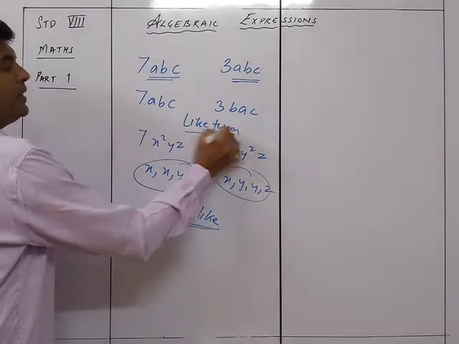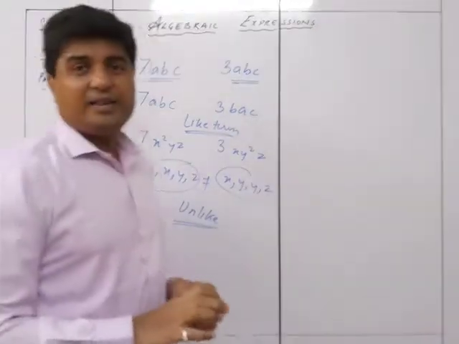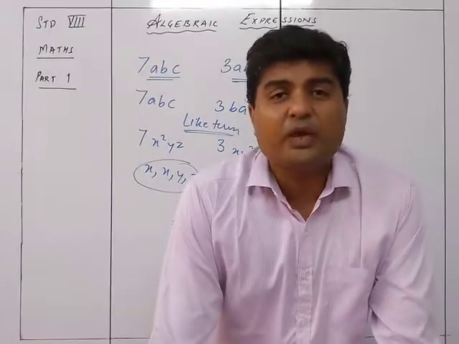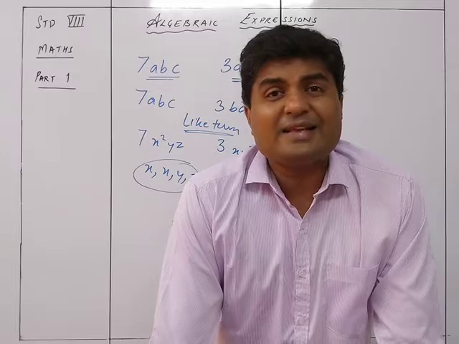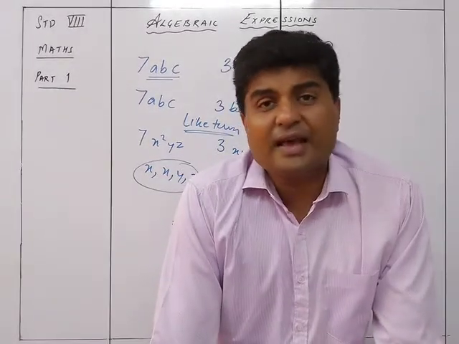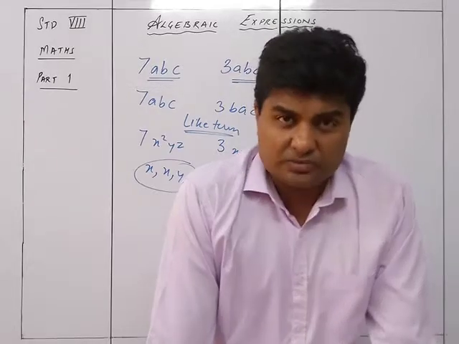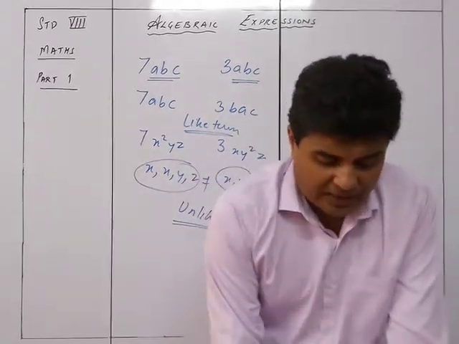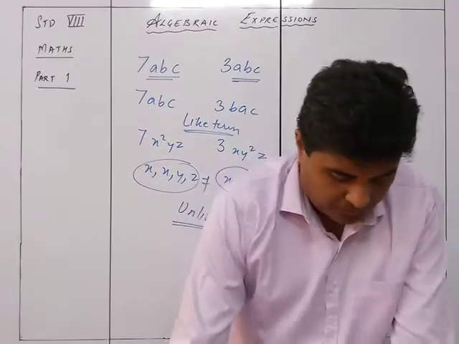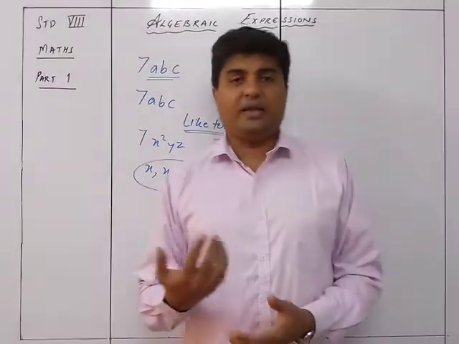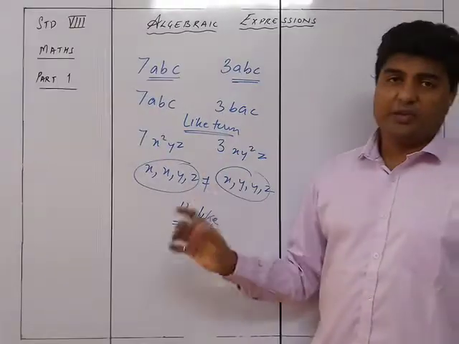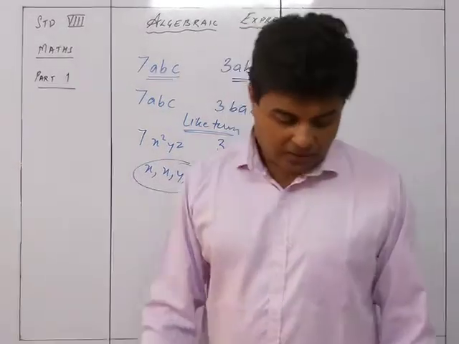So if the terms contain the same variables and the same number of each variable, then they are called like terms. But if they have different variables, then they are called unlike terms. So that is the reason, if we have the terms, you will know what kind of term it is, whether it's a like term or an unlike term.